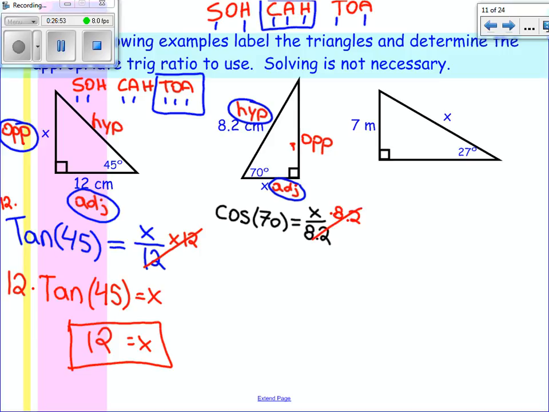In our calculator, we're actually going to make that calculation. So 8.2 times cos of 70 equals x. When I punch that on my calculator, what do I get? What do you get? 2.8. So 2.8 equals x. That's your missing side right there.